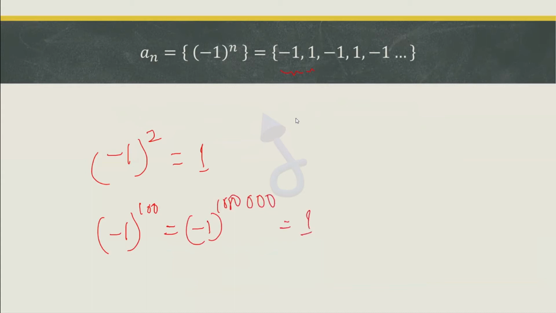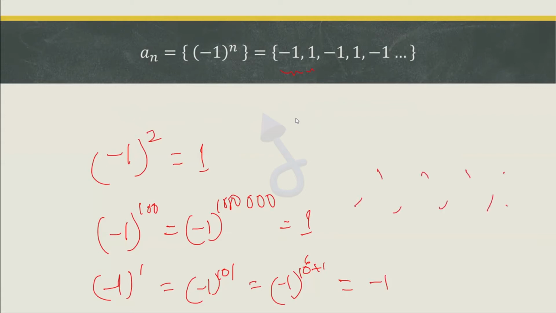And when it is odd, for example 101 or 1,000,001, then the value is -1. Because it just alternates between these two values, the sequence does not really approach a single number. It just goes like a wave. And so we say that for this sequence, the limit does not exist.